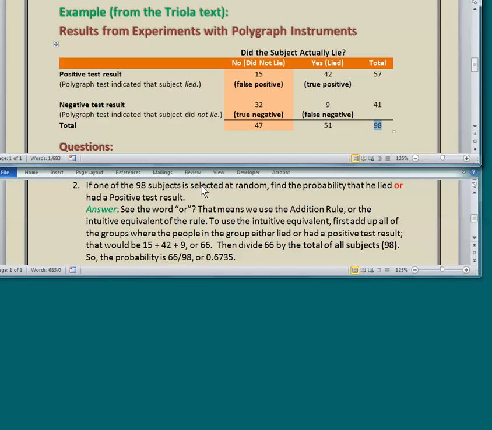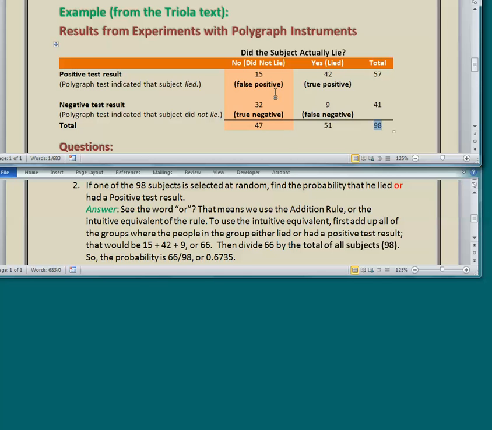Let's look at the next question. If one of the 98 subjects is selected at random, in other words, this question is starting just like the last one, find the probability that he lied or had a positive test result. Well, you see this word or. That means we use the addition rule or the intuitive equivalent of the addition rule. To use the intuitive equivalent, first add up all of the groups where the people in the group either lied or had a positive test result. We don't care which one it was. If they lied, we're going to include them. If they had a positive test result, we're going to include them.